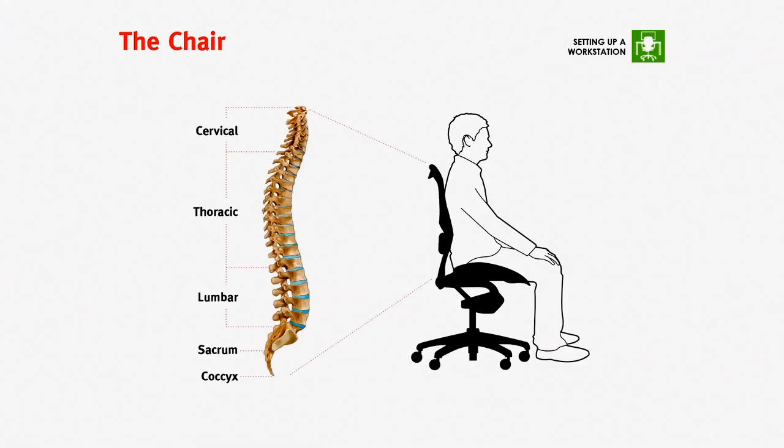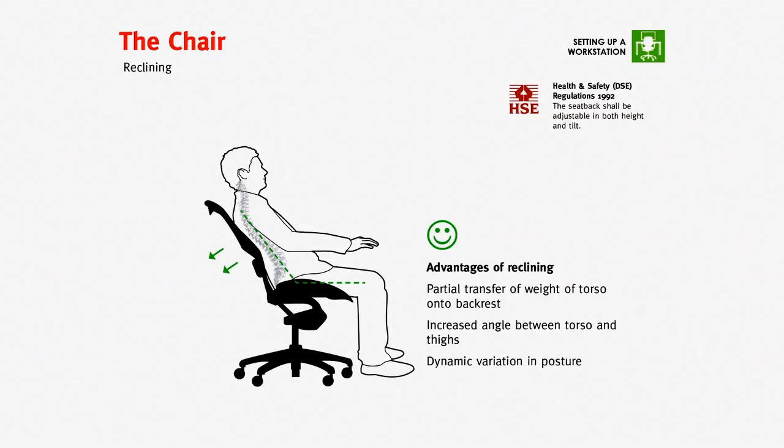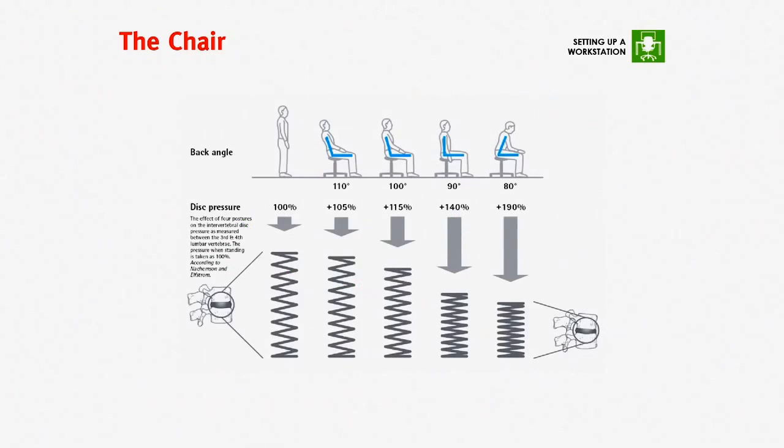If the forward tilt of the pelvis can be encouraged, this will help to align the spine without the need for lumbar support. Research has shown that being seated in a reclining position has advantages over sitting bolt upright all day long. It increases the angle between the torso and thighs, which helps to improve circulation and blood flow. This will also encourage the user to change positions regularly and so avoid static postures. When we're in a reclined position, some of the weight from the lower back is transferred to the chair, which reduces pressure on the discs.